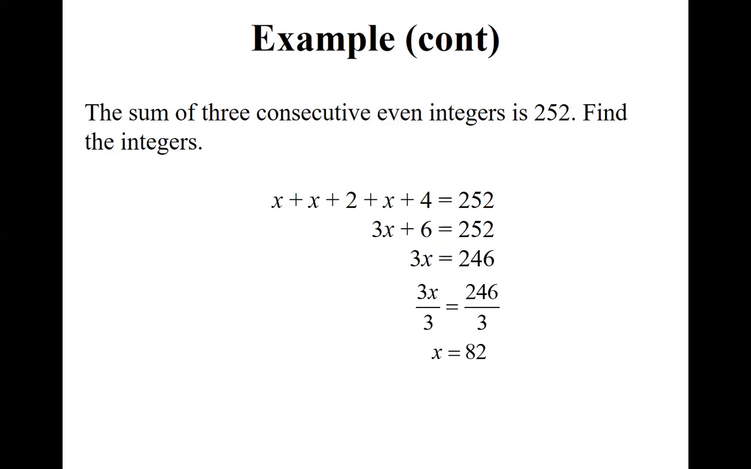We're not done, though, because the question said find the integers. It didn't just say find x, which was the smallest of the even integers. If the first one's 82, the next even number is 84, and the next even number after that is 86. So the three integers are 82, 84, and 86. And that is it for this topic.